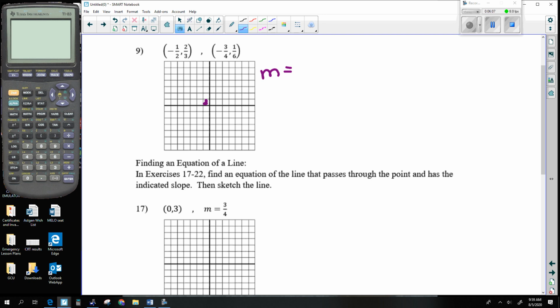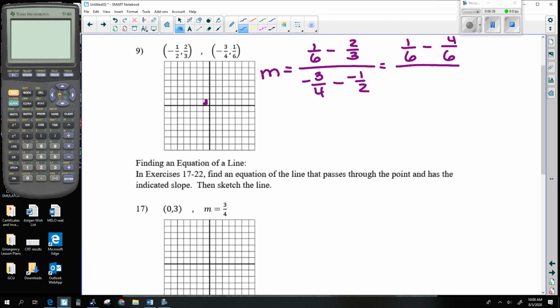So y2 minus y1 over x2 minus x1, and this is what you would get. You would probably want to use a calculator for this, but let's pretend calculators are broken. We have a 1/6 as a denominator, so that'd be a 4/6.